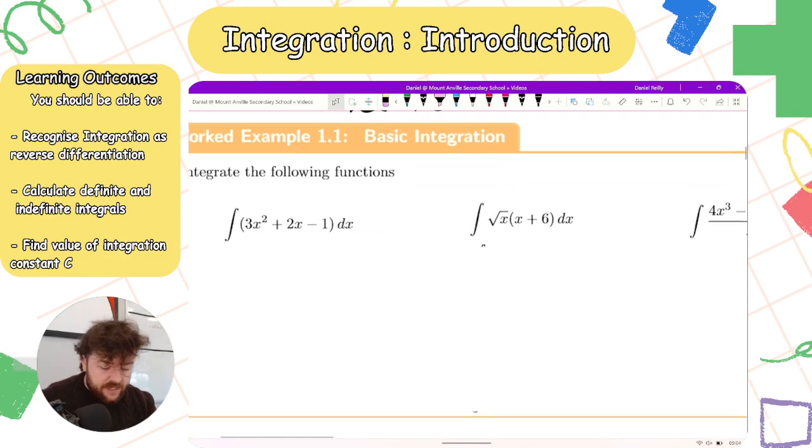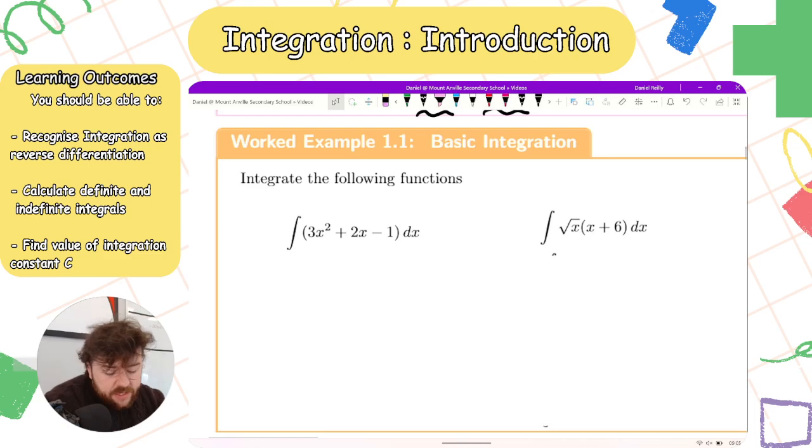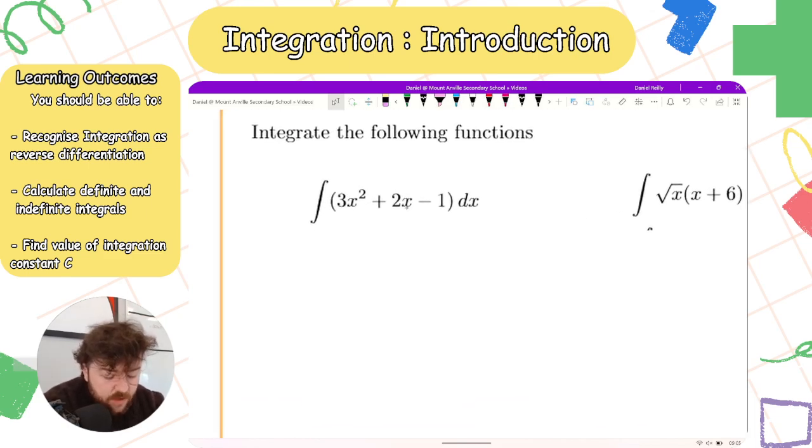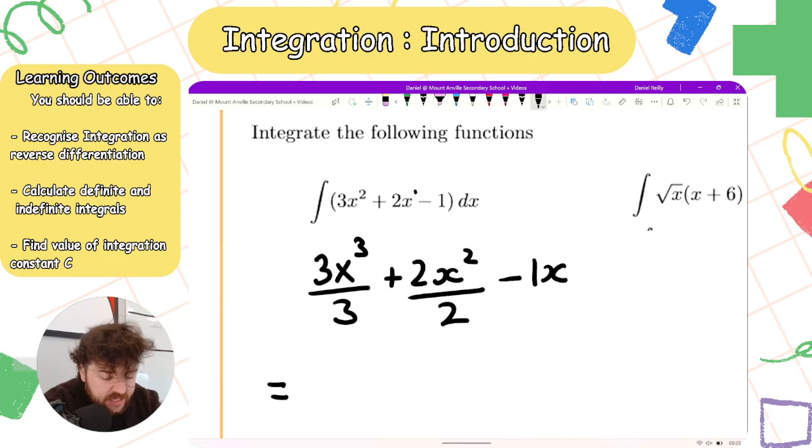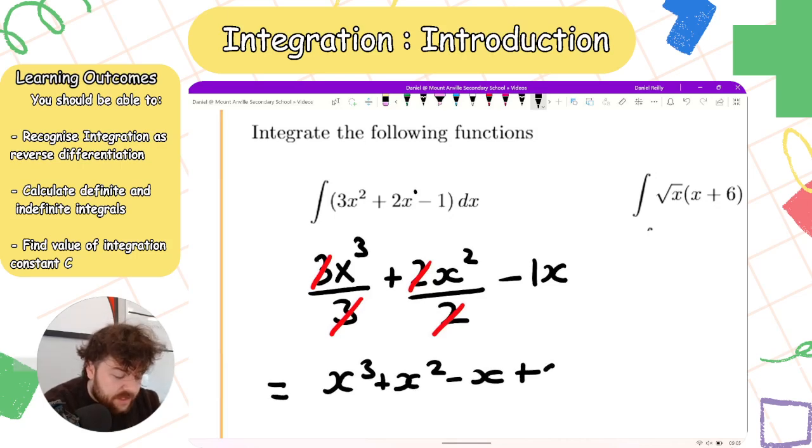Fine. Let's have a look at some examples here. Integrate the following functions. The integral of 3x squared plus 2x minus 1. That would be 3x cubed, increase the power by 1, divided by 3, plus 2x, increase the power by 1, so remember that's an invisible 1 there, 2x squared divided by the new power, 2. Then I have minus 1, and the integral of minus 1 will just be minus 1x. This will simplify down, the 3's will cancel, the 2's will cancel, to x cubed plus x squared minus x. And that is my integral.